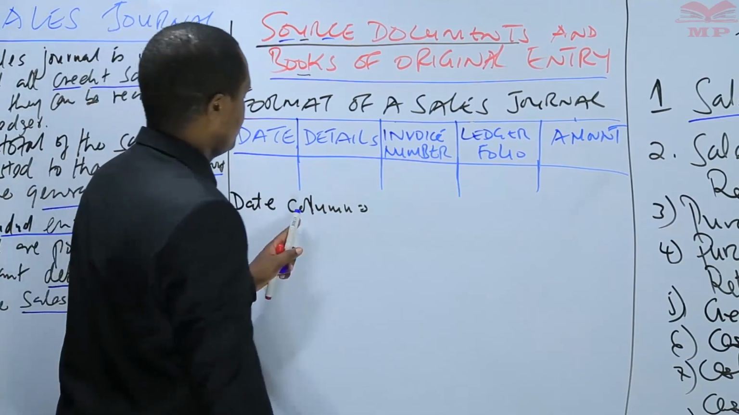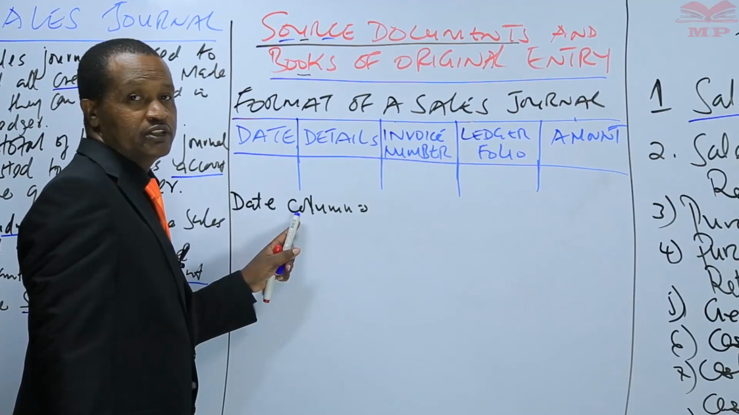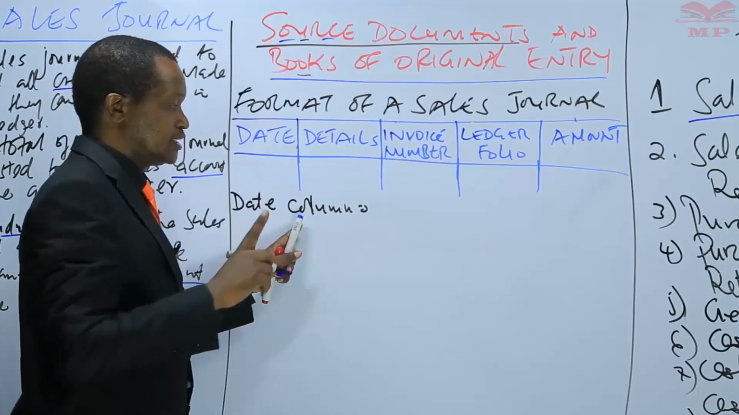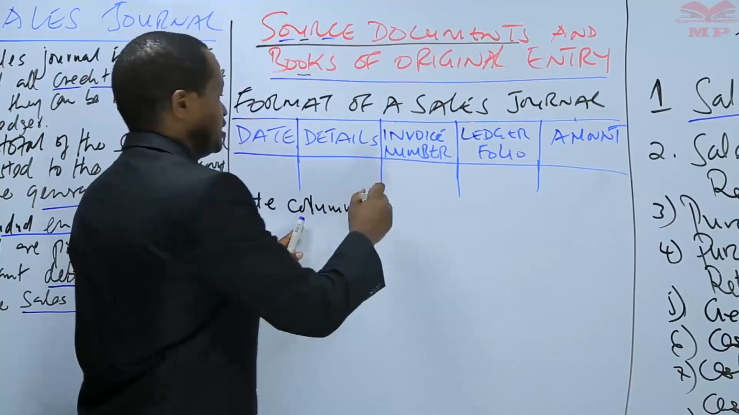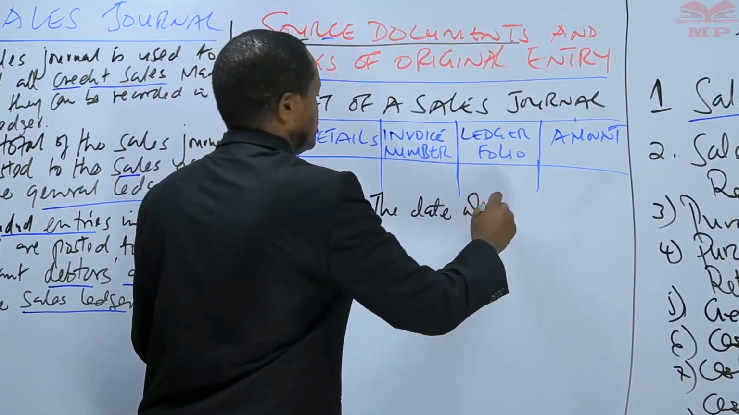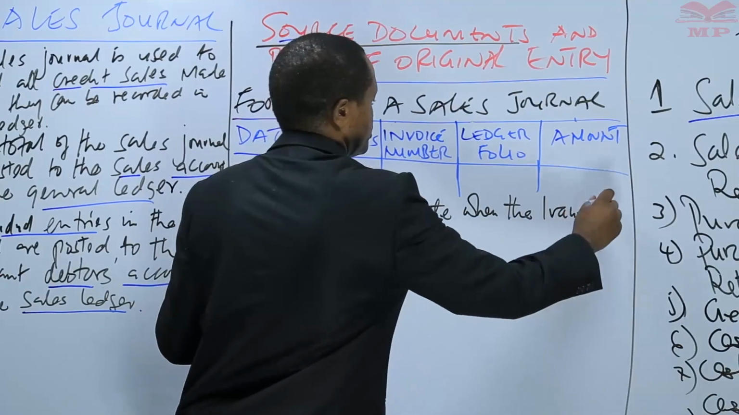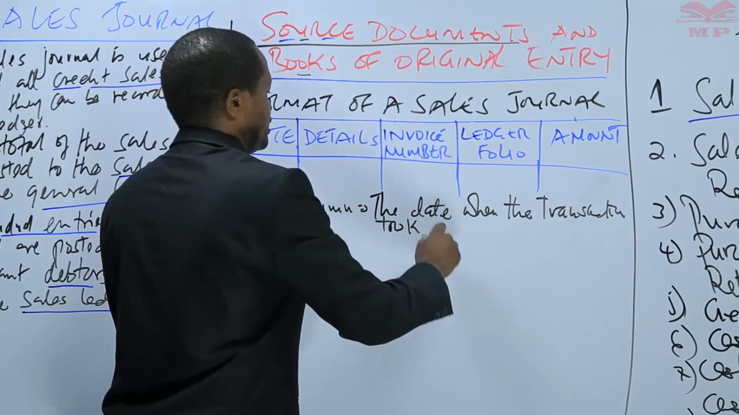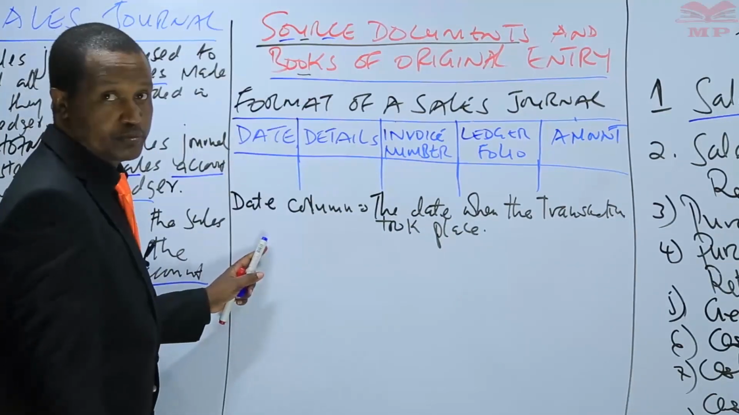Now this column indicates the date when the goods are sold on credit to a debtor, the date when the transaction took place.